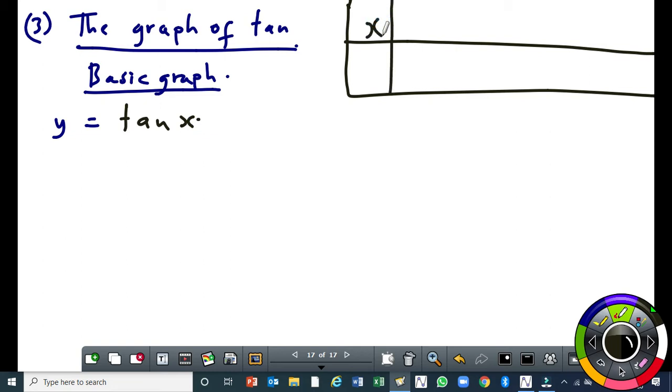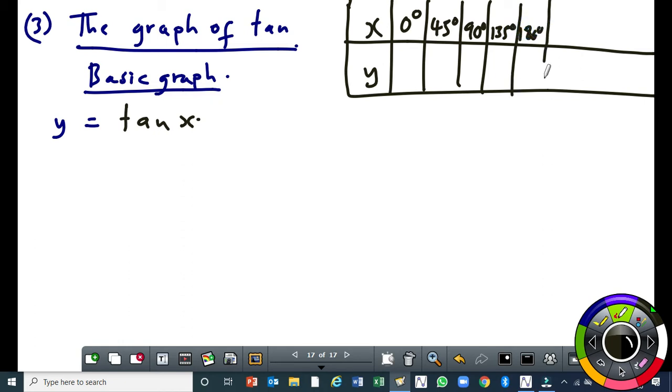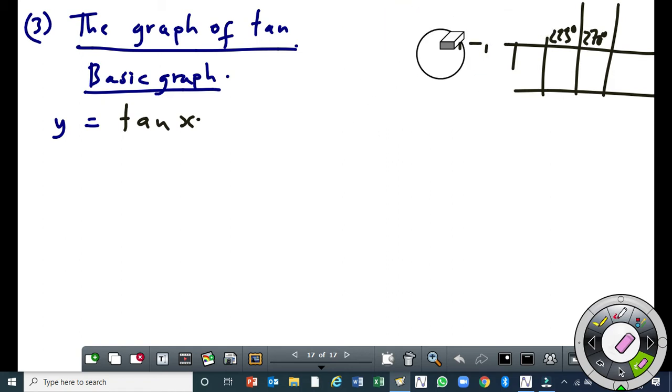So now this one, the step has to be 45 degrees, because its period is 180 degrees. So when you sketch it, it will be 0 degrees there, then you have 45, then 90, 135, and then 180, 225, 270. My space is too small. Right, let me start afresh. So the space is small.